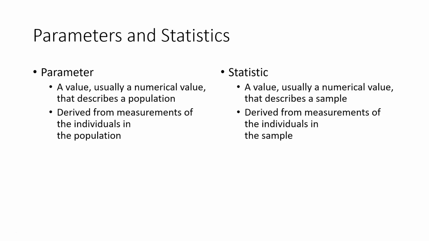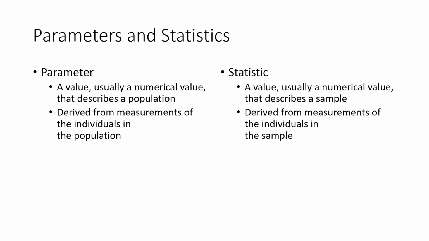So, like when we have the census, any number that we compute from the census is a parameter. That's a value that describes the entire group of people that we're interested in. A statistic is a value, again, usually numeric, but it describes a sample rather than the whole population. This is derived from measurements that we make in the individuals that are just in the sample.